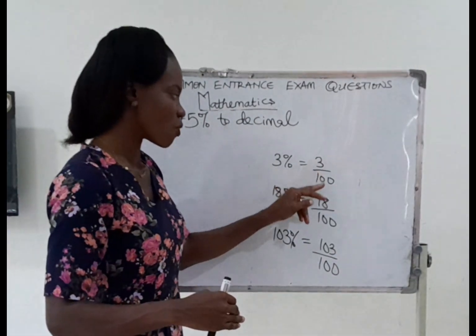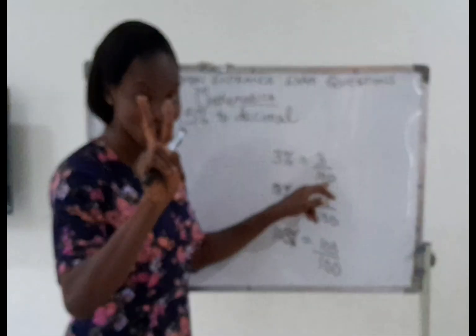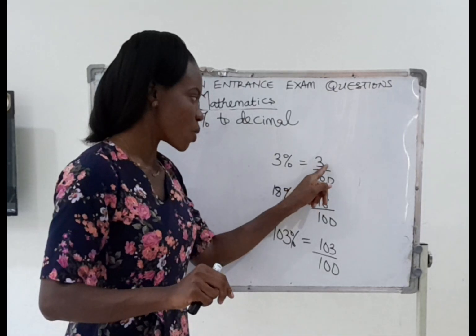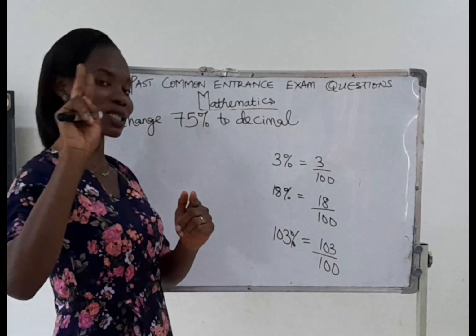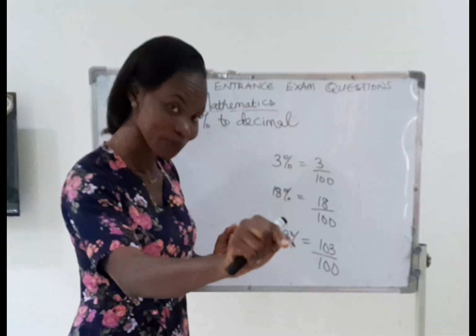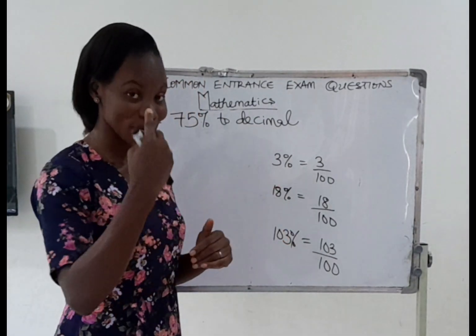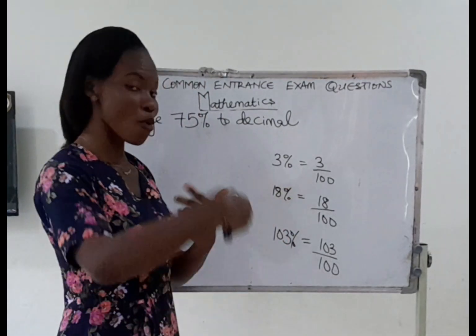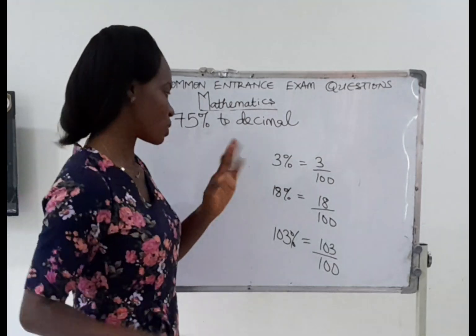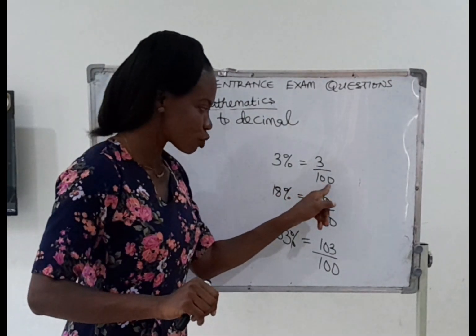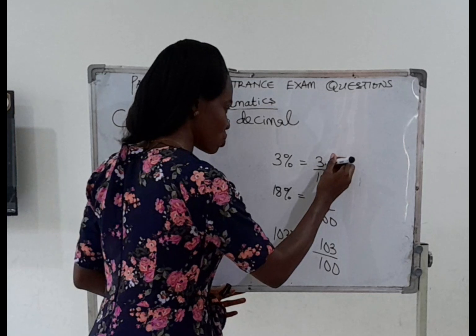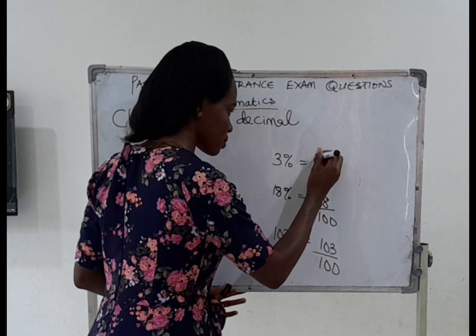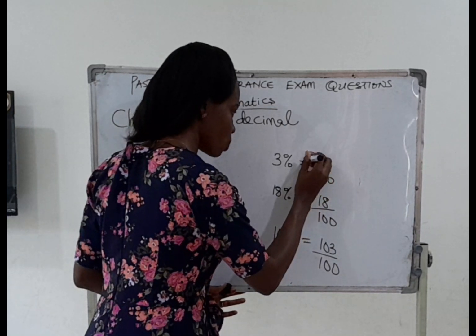Because it's over, and 100 has 2 zeros, we are going to roll back in 2 steps and put our point. Do you understand what I'm saying? I will roll back in 2 steps and put the point. It's simple like that. So I have 2 zeros here, so I will roll back in 2 steps. This is 1, 2, and I will put my point.